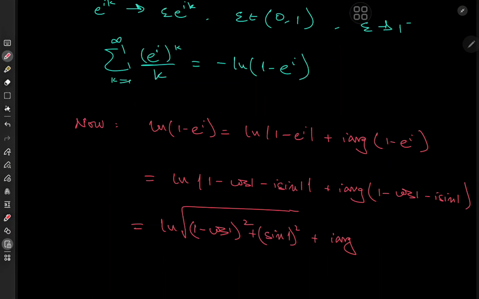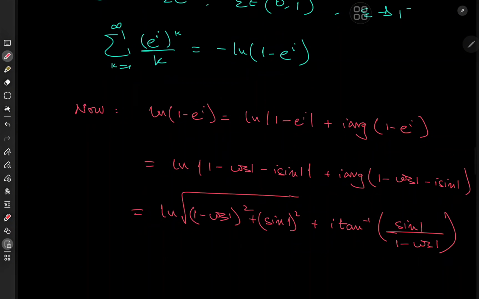Okay, now notice something, that cosine of 1 and sine of 1 are both in the first quadrant. Cosine of 0 is 1, so cosine of 1 should be less than 1, because we know it does fall off after getting to 1. So 1 minus cosine of 1 is positive, sine of 1 is also positive, so we are in the first quadrant. So we might as well just use the arctangent. So we have i times the arctangent of what exactly? Oh yeah, the imaginary part over the real part, that is sine of 1 over 1 minus cosine of 1.